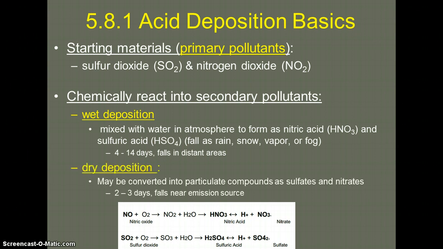That's compared to dry deposition, which never mixes with water, and is just dusty particulate matter in the air, and those are going to be SOx and NOx as well. And they don't move very far from their original source because they're only in the air for 2 to 3 days. And that's going to relate to what our next topic's all about. Here are the actual chemical reactions. If you're curious, you just need to know the basic overview of how SOx and NOx become acidic. So don't worry too much about this bottom diagram.